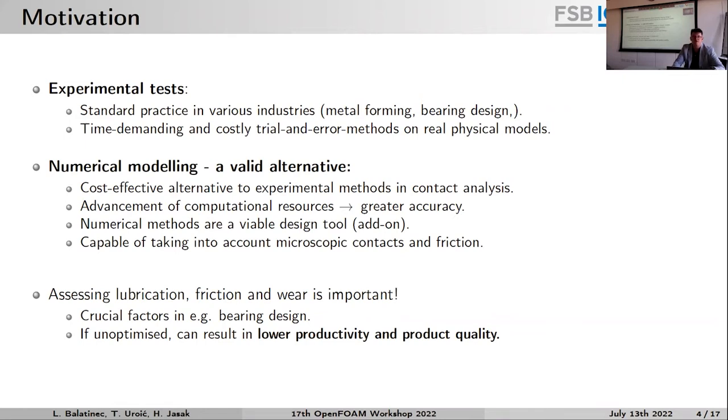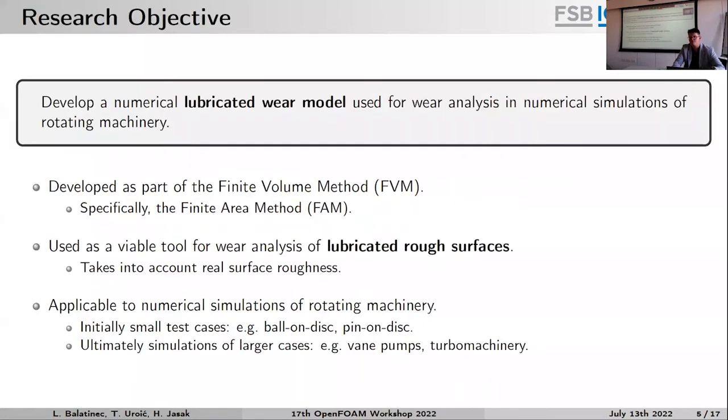And if they're left unoptimized, they can result in lower productivity or in a severe degradation of the quality of the final product. So this brings us to our research objective, which is to develop a numerical lubricated wear model, which can be used for wear analysis in numerical simulations of rotating machinery. The model is being developed using the finite volume method, or more specifically using the finite area method, which is the two-dimensional counterpart to the finite volume method.